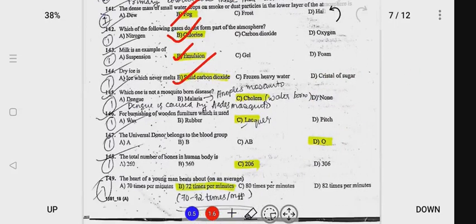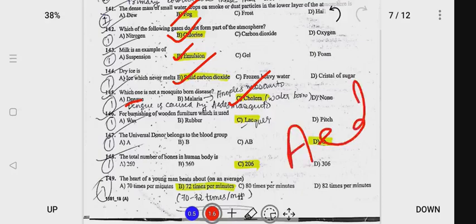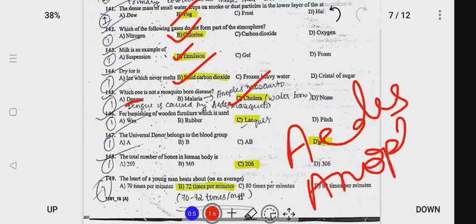Next, which one is not a mosquito-borne disease? Cholera is a waterborne disease. Dengue fever is caused by the Aedes mosquito, and malaria is spread by the female Anopheles mosquito.